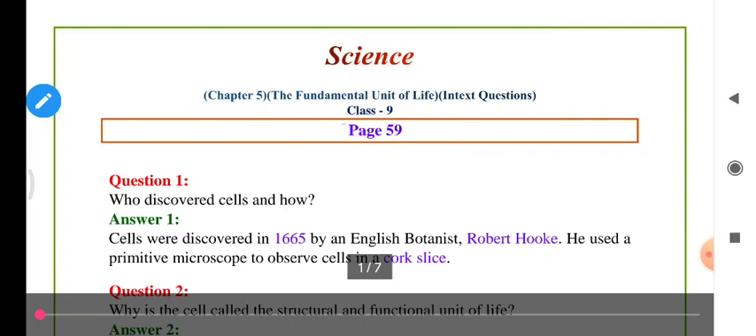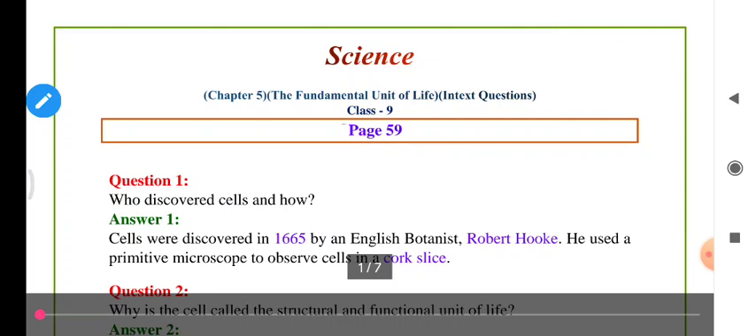So today we are going to discuss the in-text questions as well as the exercise questions. Right? So let us start today's session. In our previous lecture we have ended the unit 5, the fundamental unit of life, cell.